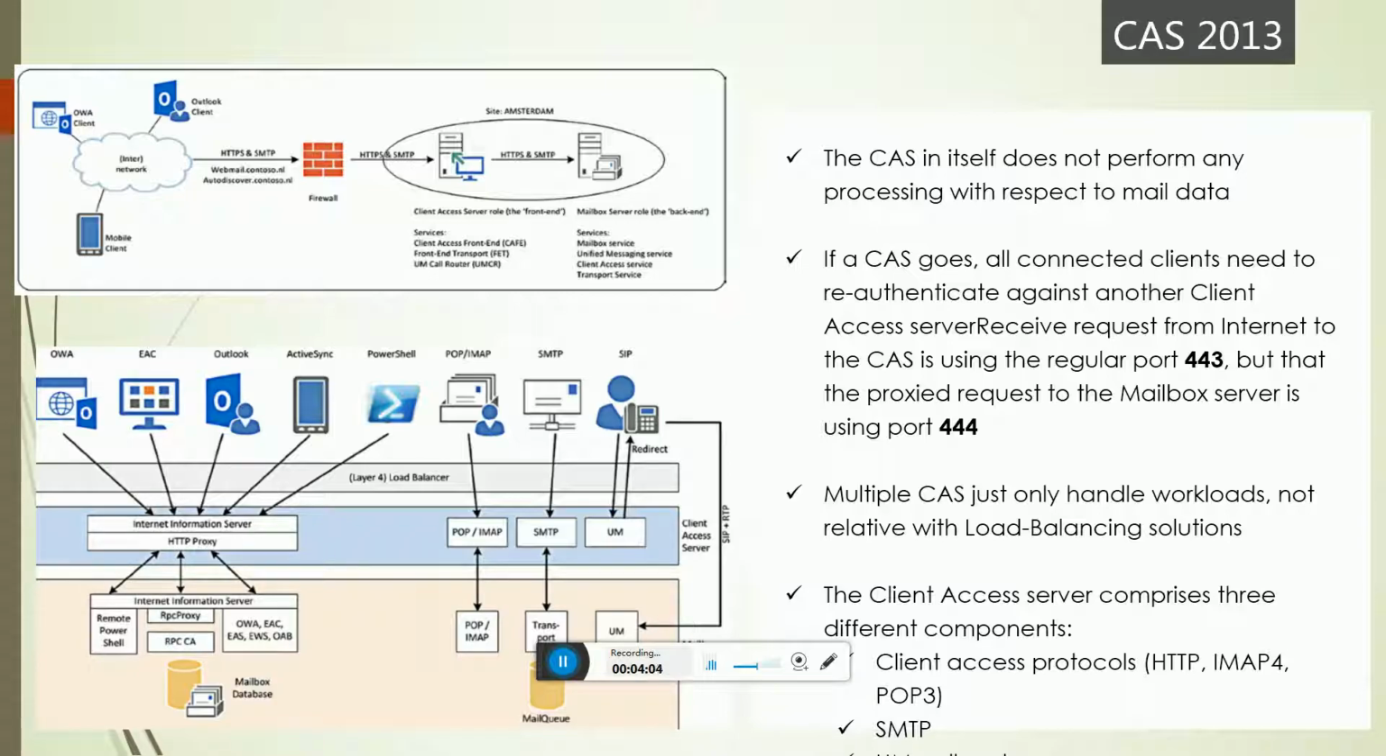The CAS itself does not do any processing of the mail data. Its regular port is 443, and processing on the mailbox server uses port 444. Multiple CAS only handle workload, not a load balancing solution. The client access service has three different client access points: HTTP, IMAP, POP3, and SMTP.